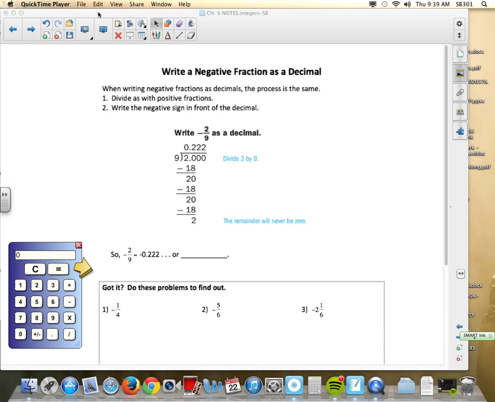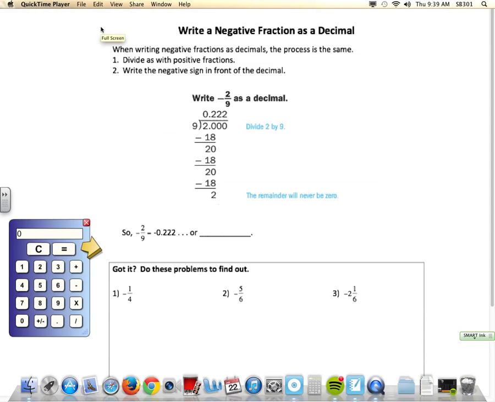We're going to be looking at negative fractions instead of just regular fractions, and we're going to be using our calculator. What do you guys say about calculators? Yay! All right.